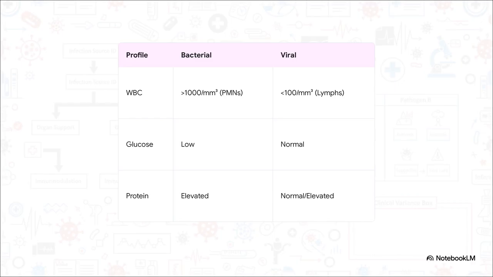When you pull that CSF, bacterial meningitis classically hits you with a highly elevated opening pressure and a massive white count, often over 1,000 with PMN dominance. Plus, you'll see plummeting glucose under 40 and elevated protein. Viral, or aseptic meningitis, is a totally different beast. You're looking at a normal or mildly elevated pressure, a much lower white count, maybe 10 to 500 with lymphocyte dominance, and crucially, a totally normal glucose level. That profile right there immediately sets your therapeutic trajectory.